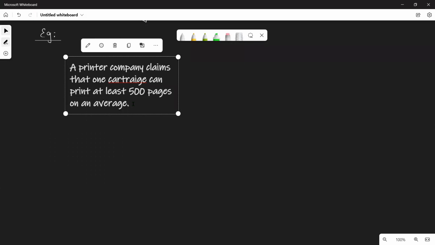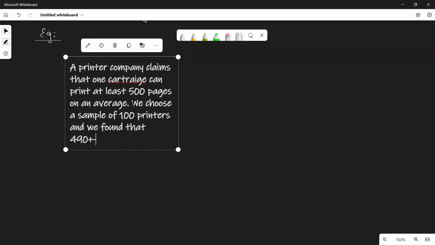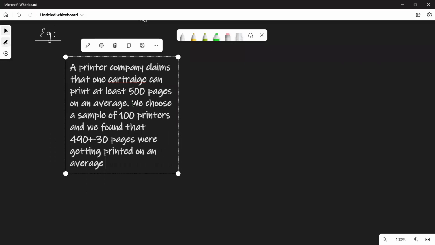Now, we choose a sample of 100 printers, and we found that around 490 plus minus 30 pages were getting printed on an average by one cartridge, right? This is what you have.